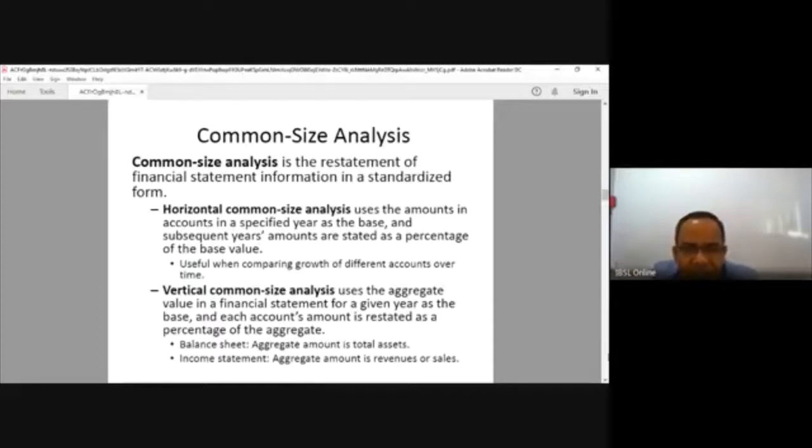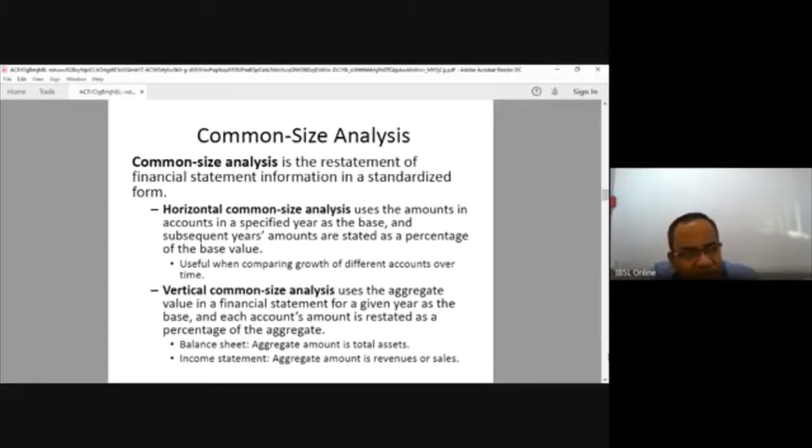There are many ways in which you do analysis. Different people adopt different ways of analysis. In this case, what do you understand by common size analysis?